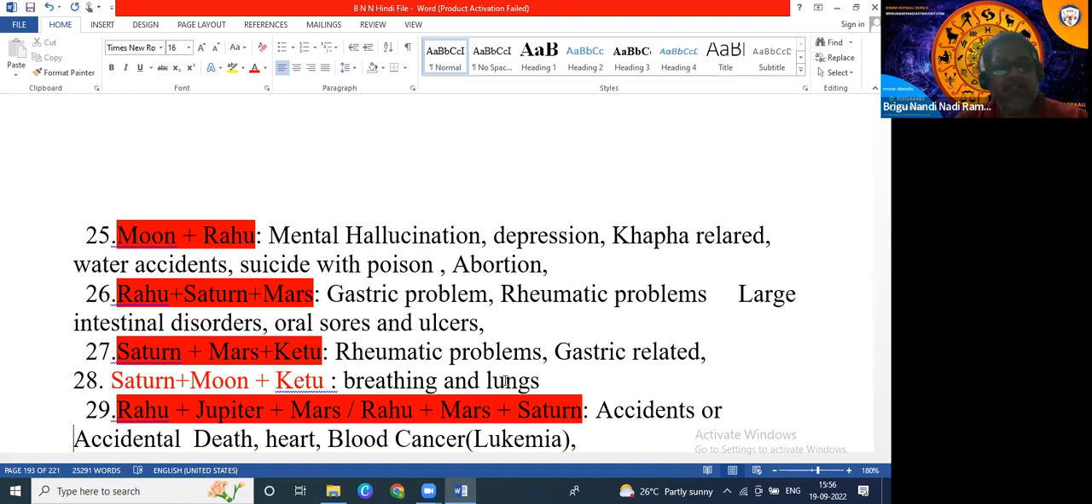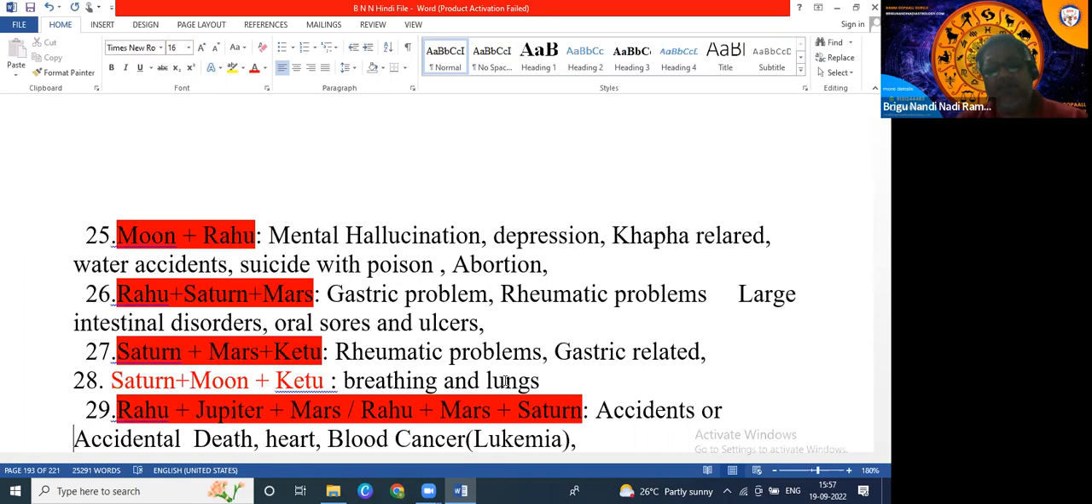And if he commits suicide, with Moon-Rahu in the horoscope, he will commit suicide by jumping into a river, a well, or the sea. And there may be abortion also. Moon-Rahu, if it is a female horoscope, possibility of abortion. And Rahu-Saturn: Rahu is actually the large intestine, so Rahu with Saturn gives large intestinal problems. If Mars is also there, then gastric, rheumatic, and oral sores and ulcers like that.